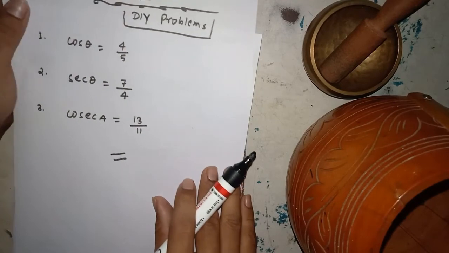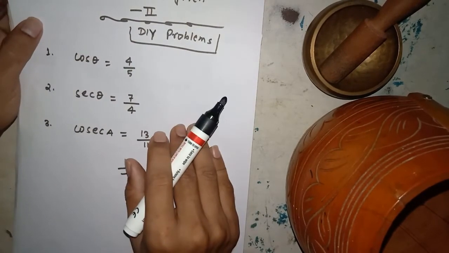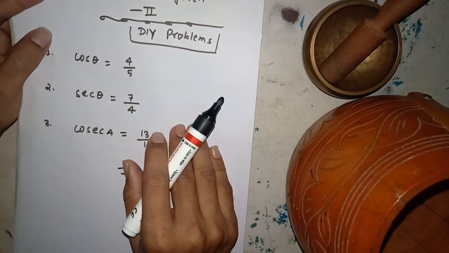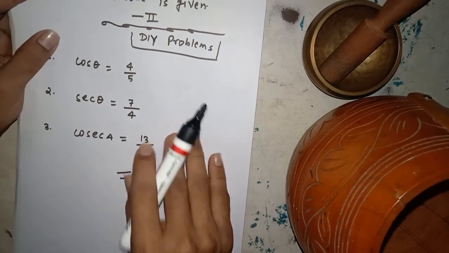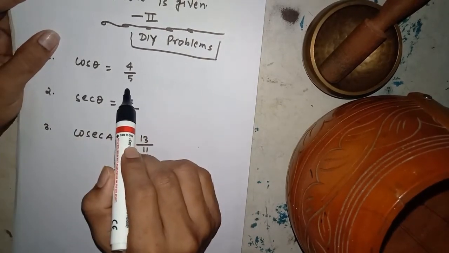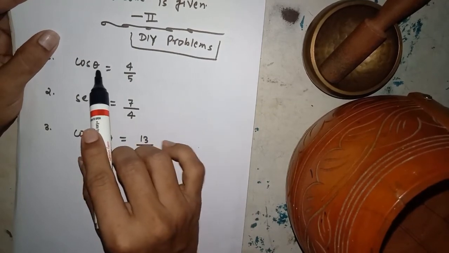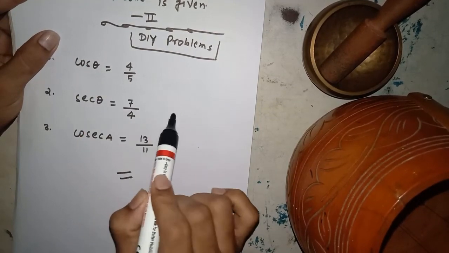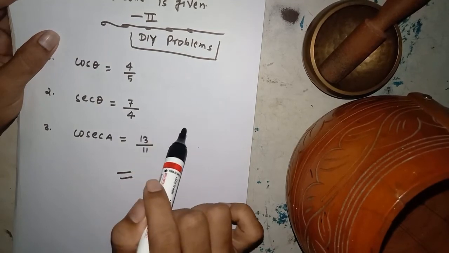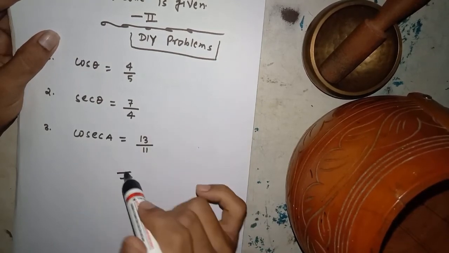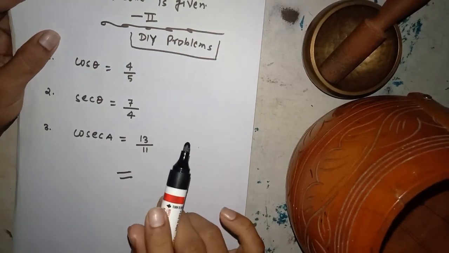So here I am giving you some DIY problems. You have to solve them for yourself. If cos theta is 4 by 5, how can you find the other 5 ratios for the same angle? If sec theta is 7 by 4, how can you find the other 5 ratios for the same angle? And in this way you have to find.